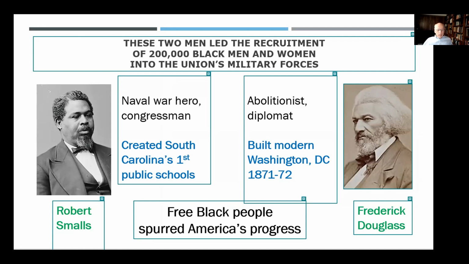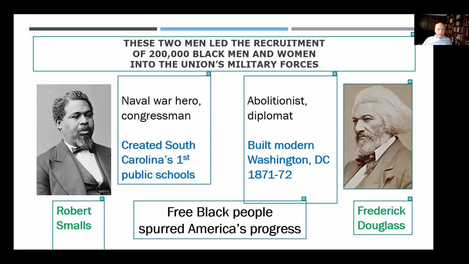These are two among others that I know about. You've all heard of them, I think. Robert Smalls, relative of Amelia Robinson, had a fantastic career of stealing a Confederate ship and delivering it, and doing some other amazing things, to the Union Navy. He personally was the main person responsible for setting up South Carolina's first public schools for white people and black people. This is in the Reconstruction period.